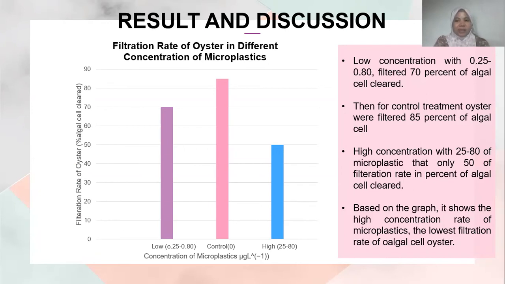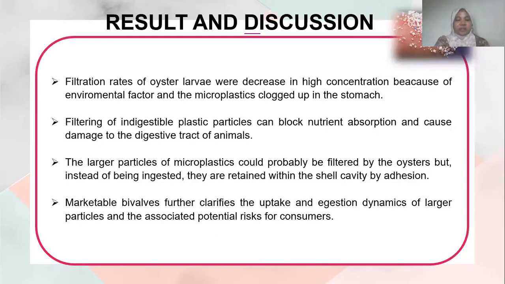And this is my result and discussion. Filtration rate of oyster larvae decreased in high concentration because of environmental factors and the microplastic clogging up the stomach. Filtering of indigestible plastic particles can block nutrient absorption and cause damage to the digestive tract of animals. The larger particles of microplastic could probably be filtered by the oyster, but instead of being ingested, they are retained within the shell cavity by adhesion. Marketable bivalves further clarify the uptake and ejection dynamic of larger particles and the associated potential risk for consumers.